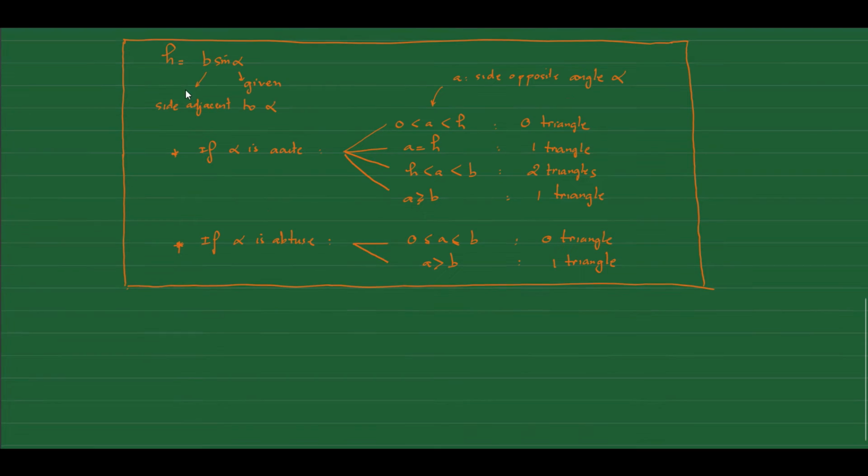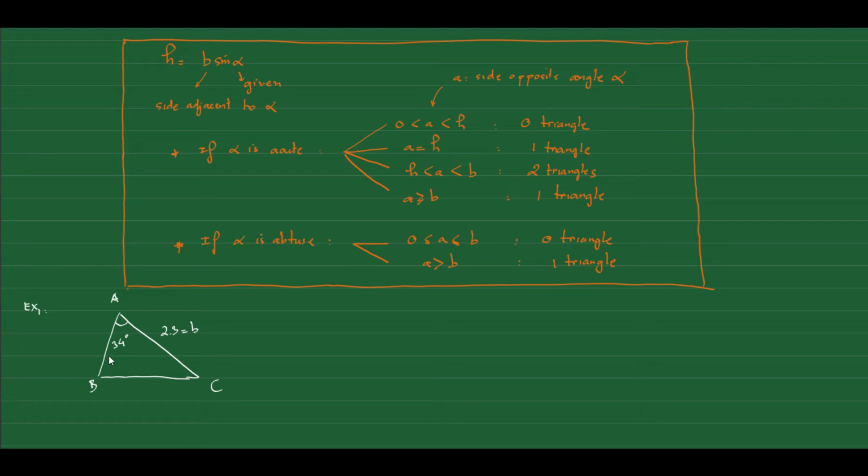Now I'm going to give you the first example. So in this example, I have a triangle, and I call it ABC. And I give you an angle, which is angle alpha right here, 34 degrees. And the adjacent one, this is the b, the adjacent one, which is 2.3.